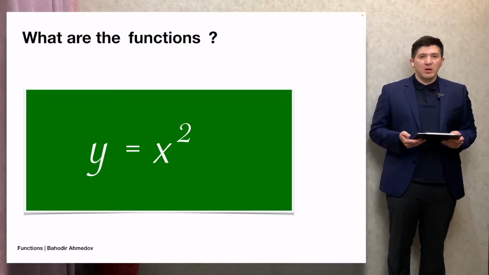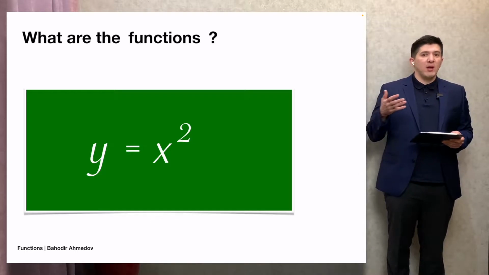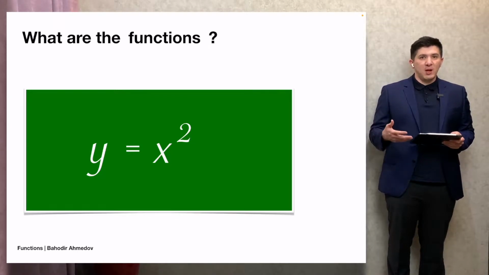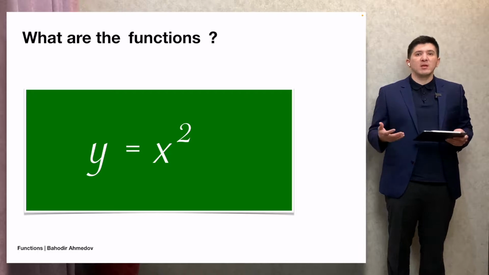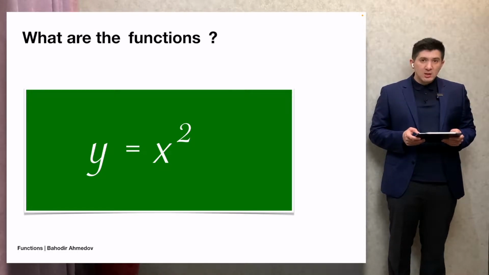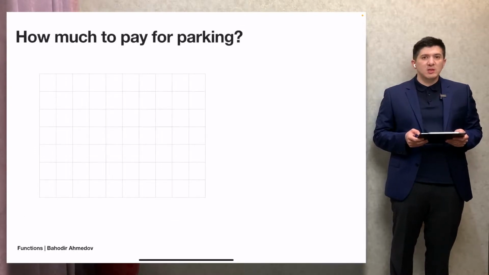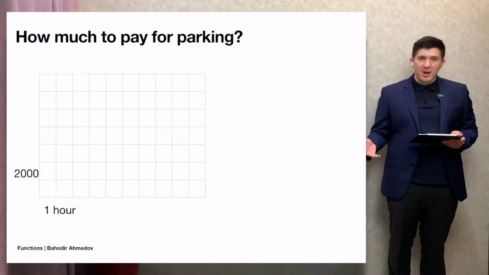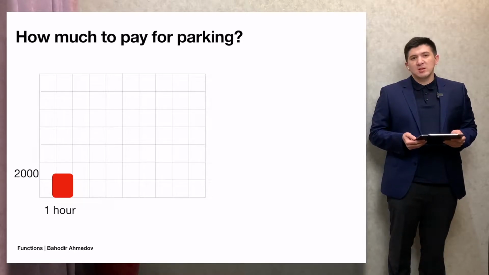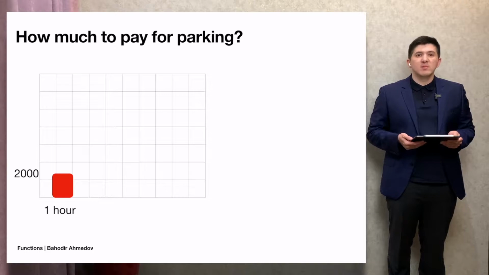So today we are going to look through the different forms of functions applied to explain different things around us. We can use functions to explain different physical phenomena. For example, we can use functions to understand how much we have to pay for parking. Let's assume that you have to pay for parking 2,000 sums per hour.